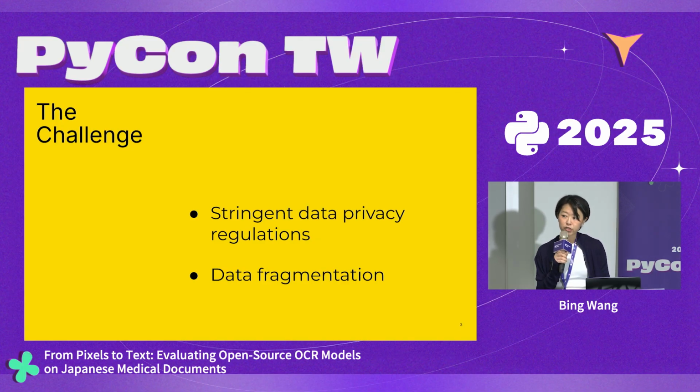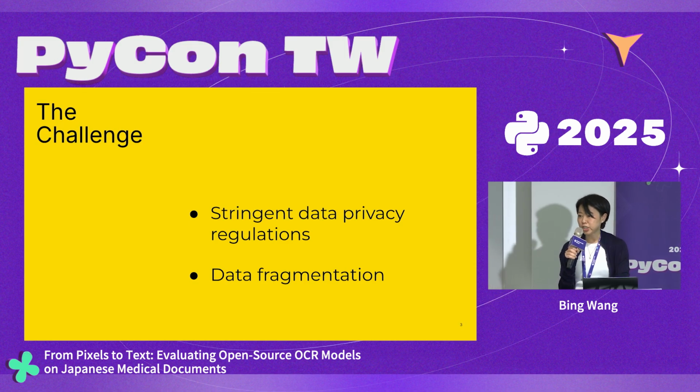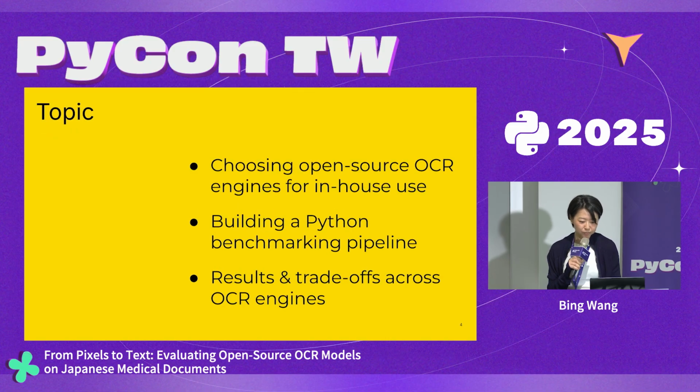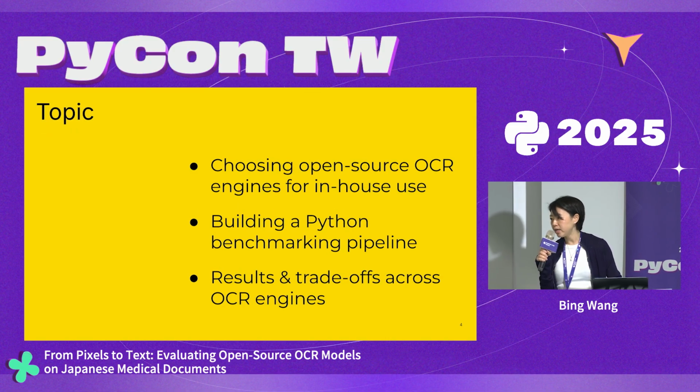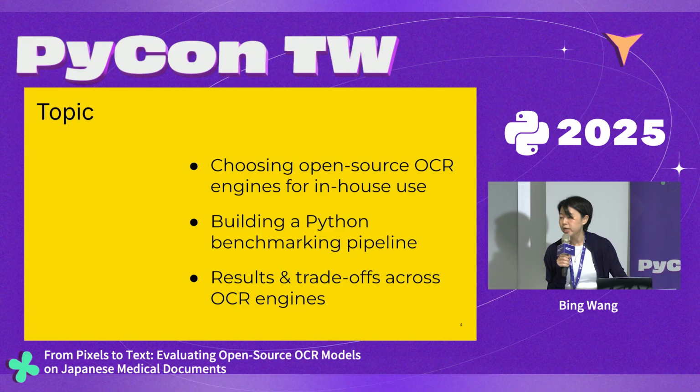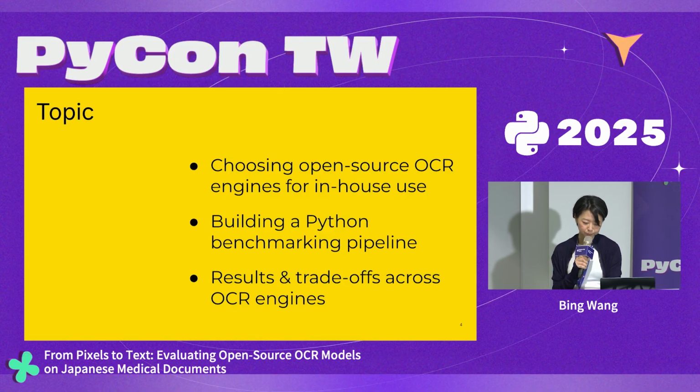Starting from around a year ago, my company started to look for an open source OCR solution to help us solve this problem. And just like a lot of other machine learning technologies, we have seen a lot of developments in just the past year. And today I have some pretty exciting results to share. So today I will share 3 open source OCR models that we found that outperform their peers, how we built a Python benchmarking pipeline to evaluate the models, and the results and trade-offs across these OCR engines.